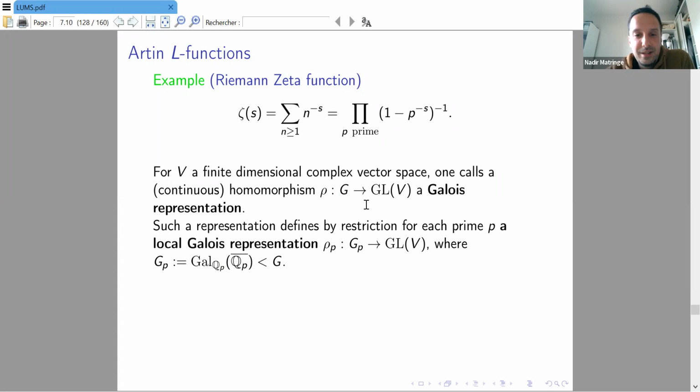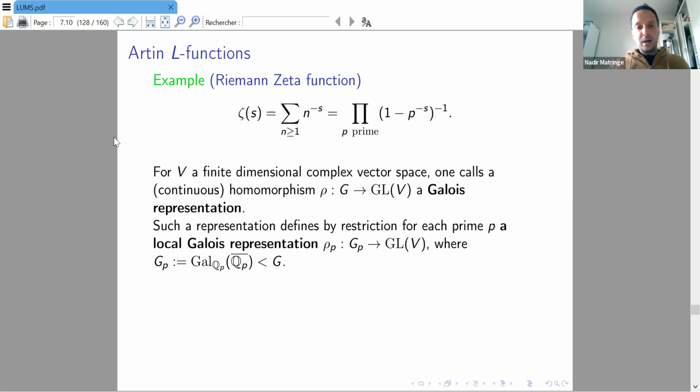So once you know that you can identify G_p canonically to a subgroup of G, then you can restrict your representation rho of G to G_p. So this gives you a representation of G_p on the same vector space V here, okay? And this is called a local Galois representation. So for each prime p, you have rho_p, a local Galois representation attached to rho.